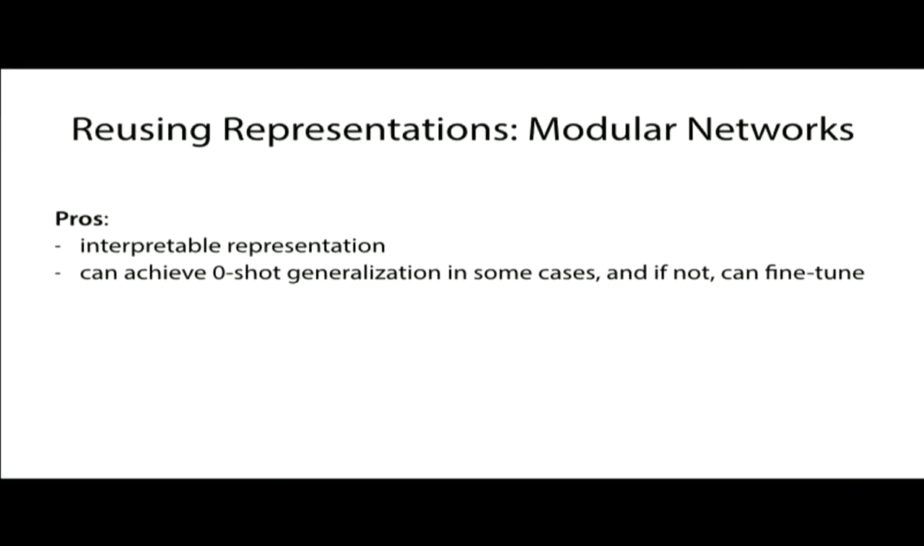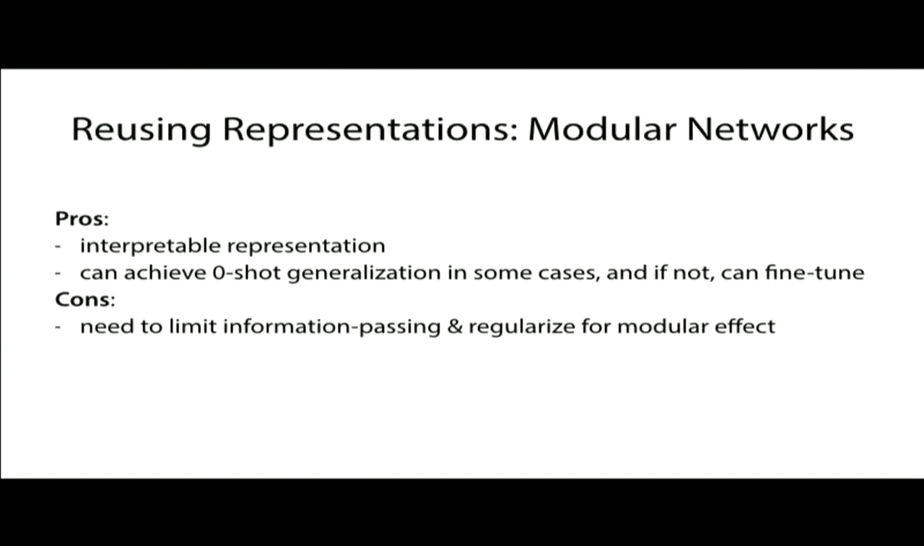So the benefits here are that you can get an interpretable representation of robots and tasks, and you can achieve 0-shot generalization in some cases. If not, you can fine-tune on your target task to get good performance. The limitation is that you need to limit the information passing and regularize the network in order to get this modular effect, and in practice, it's hard to guarantee that this will actually happen. Any questions on modular networks before we move forward?